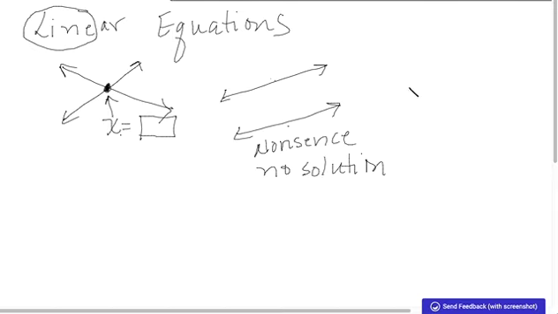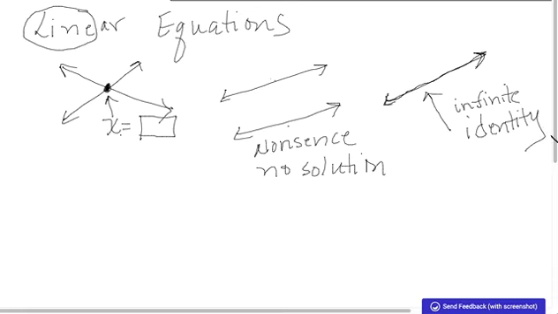The third thing that could happen with two lines is that the lines could be defining the exact same set of points. So I have one line lying here, and then I have another line just lying right on top of it. In other words, you have two lines defining the same exact set of points, and if that happens, that means you have infinite solutions. And in fact, it means that you have what they call an identity. An identity means that one side of the equation is exactly the same thing as the other side of the equation.